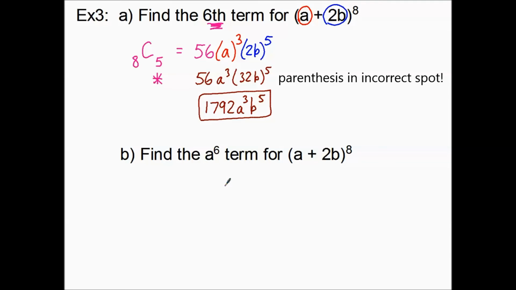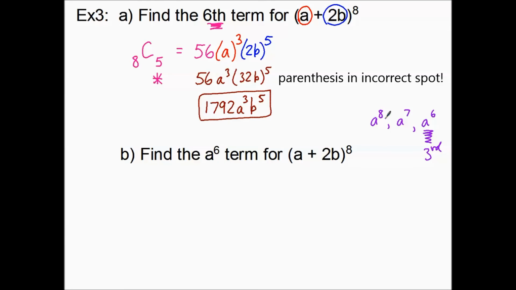Is that the first term? Is that the 7th term? Is that the 4th term? I don't know. Well, a to the 6th follows the pattern. The first term would have a to the 8th. The second term would have a to the 7th. And of course some other stuff, coefficient and some b stuff. The third term would have a to the 6th, because remember the exponents will start to decrease from a to the 8th and then 7th and then 6th. So that's the term that we're looking for. We're looking for the third term.